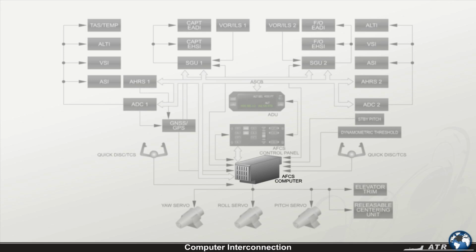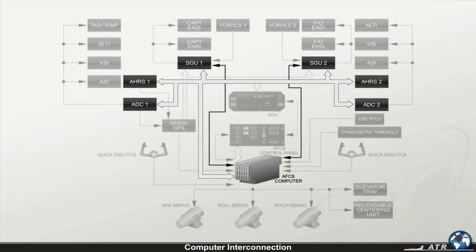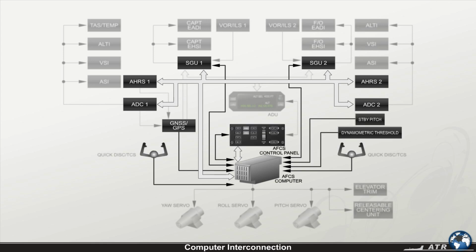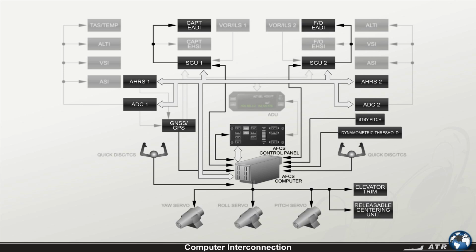The automatic flight control system computer communicates with the following systems: 2 air data computers, ADC, 2 attitude and heading reference systems, AHRS, 2 symbol generator units, SGU, the radio altimeter, the GNSS or GPS if installed, several switches and sensors. The Automatic Flight Control System computer generates the commands for the flight control actuators and the flight director bars.